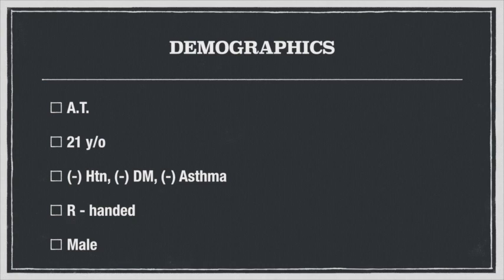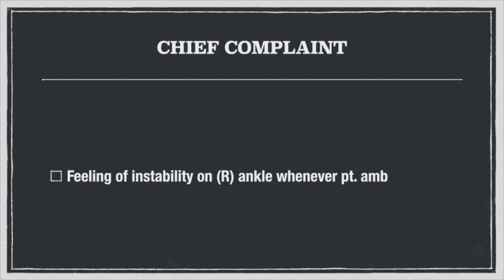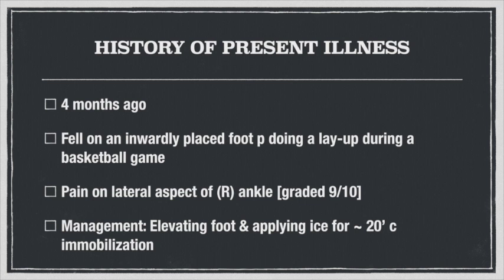So let's start off with the subjective. Demographics of the patients are as follows. Patient has the initials of AD and is a right-handed male who is 21 years old, non-hypertensive, non-diabetic, and non-asthmatic. Patient's chief complaint is a feeling of instability on the right ankle whenever the patient ambulates. It is consistent with the presentation of chronic ankle sprain complaints discussed earlier, where chronic ankle sprain concentrates in functional instability or persistence of residual complaints such as the ankle giving way or a feeling of recurrent spraining or even both.